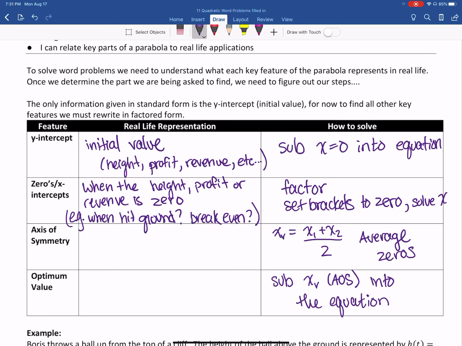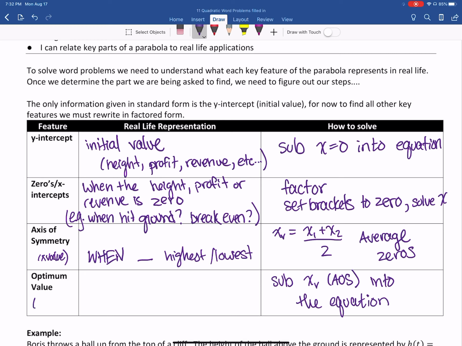Our axis of symmetry is the value of x that produces the maximum. So it's like, when is the ball the highest, or something like that. So it's usually like when something is the highest or lowest, that's your x value, right?